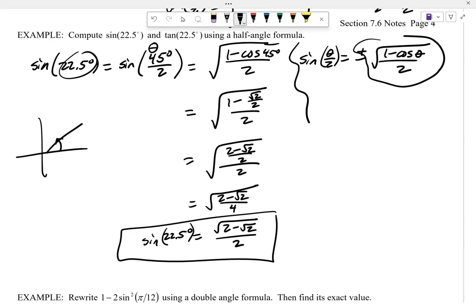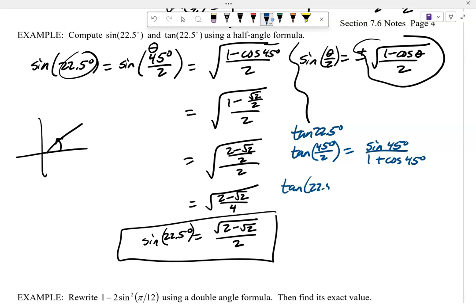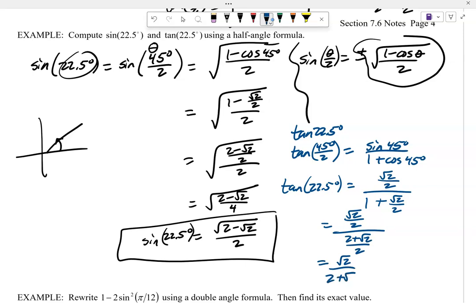Similarly for the tangent of 22.5, I'm going to clear out some room here. Tangent 22.5, that's the same as the tangent of 45 over 2. And so then I'll use the fact that the tangent of theta over 2 is the sine of theta over 1 plus cosine of theta, right? And so the tangent of the 22.5 degrees ends up being the sine of 45. Well, the sine of 45 is root 2 over 2. The cosine of 45 is root 2 over 2. And so we got root 2 over 2 over 2 plus root 2 all over 2. So we got root 2 over 2 plus root 2.